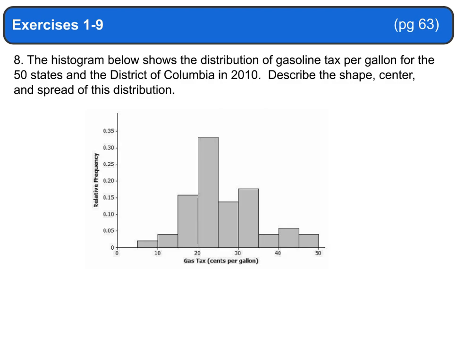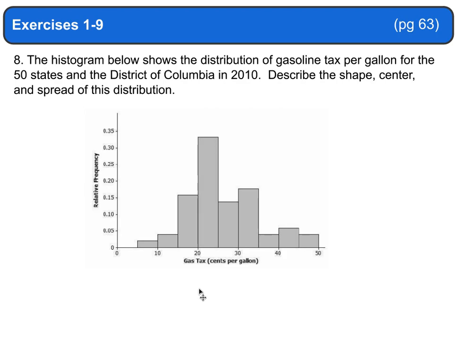In number 8, it says the histogram below shows a distribution of a gasoline tax per gallon for the 50 states and the District of Columbia in the year 2010. Describe the shape, center, and spread of this distribution. So remember, shape is whether we believe it's symmetric or skewed, and then of course you want to say whether it is skewed to the right or skewed to the left. Center is where you think the mean, the average, would be. And remember, the spread for this distribution would be the standard deviation: by how much to the left and right would be appropriate to estimate for this particular data.